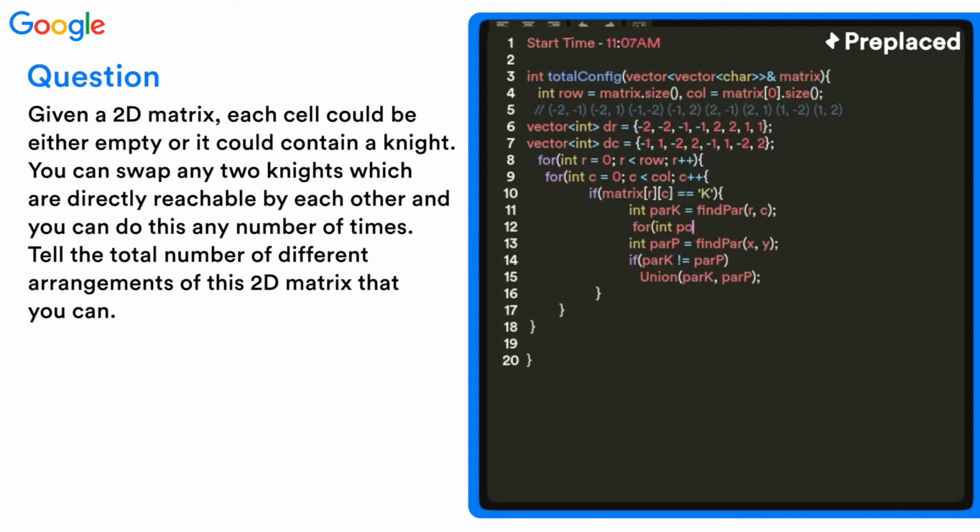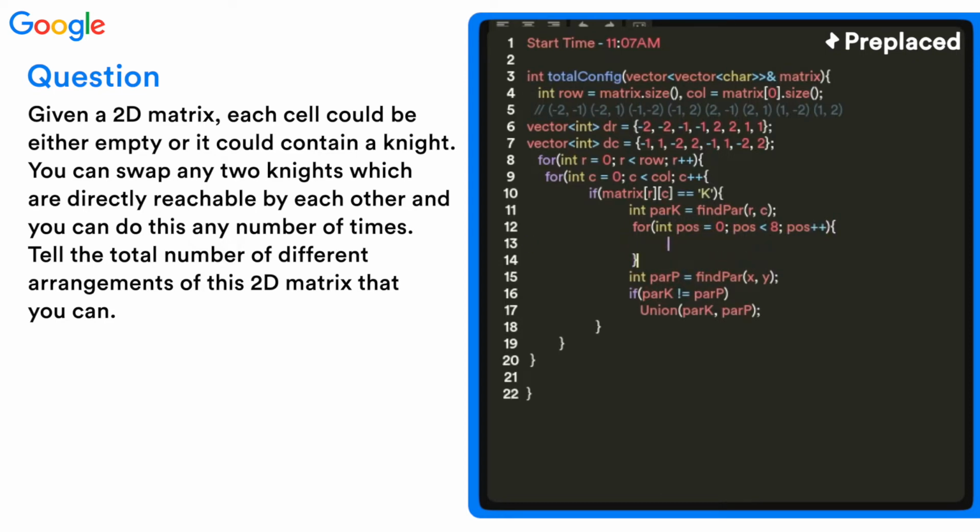For int position equals 0, position less than 8, and position plus plus. Okay. So we can find a new parent. So X and Y, you have to calculate X and Y, the parent positions. So int x is nothing but r plus dr of position, and int y is nothing but c plus dc of that position.